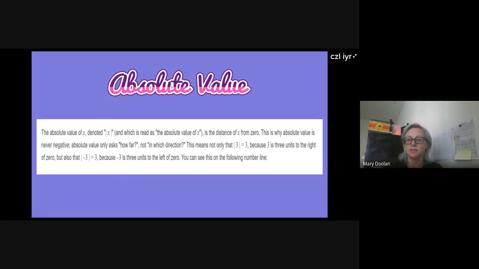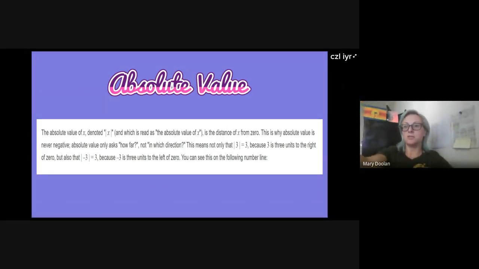And you have learned about absolute value before, but just to remind you, the absolute value of x is denoted with 2 vertical lines and then x in the middle. We'd read that as the absolute value of x is the distance of x from 0. When you find absolute value, you can think of it as finding distance from 0. This is why absolute value is never negative. Absolute value only asks how far, not in which direction.